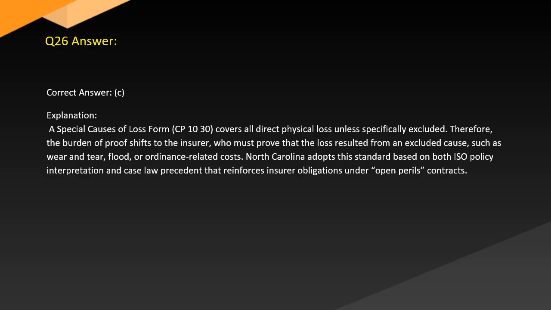Answer. Correct answer: C. Explanation: A special causes of loss form, CP 10 30, covers all direct physical loss unless specifically excluded. Therefore, the burden of proof shifts to the insurer, who must prove that the loss resulted from an excluded cause, such as wear and tear, flood, or ordinance-related costs. North Carolina adopts this standard based on both ISO policy interpretation and case law precedent that reinforces insurer obligations under open peril contracts.